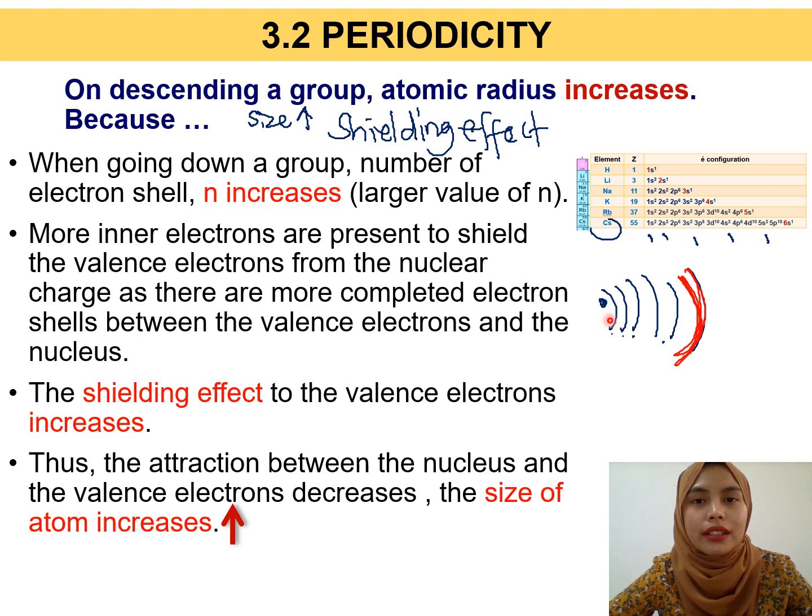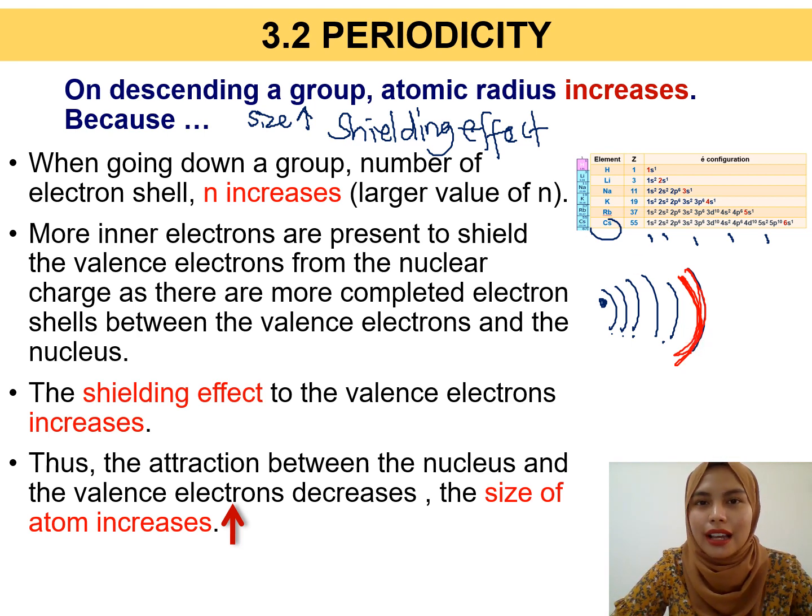But if the size is small, why? Because the nuclear charge is high. Why is the nuclear charge high? Because the Zeff, the effective nuclear charge, is high. Because the attraction between the nucleus and the valence electrons is very strong. Okay. So in this case, going down the group, the size is big because the shielding effect is big. Why is the shielding effect big? Because there are too many inner shells. Therefore, the nuclear attraction between the nucleus and the valence electrons is less. It is weak. So that's why the size of the atom increases down a group.